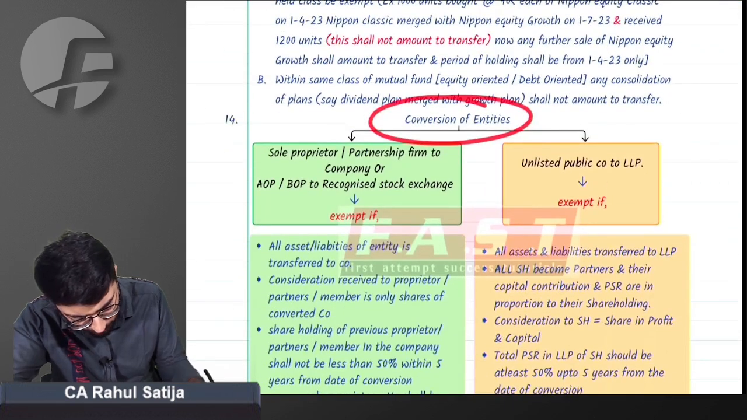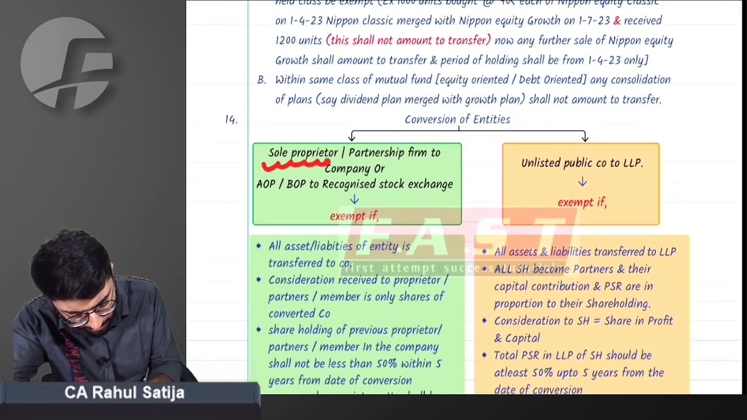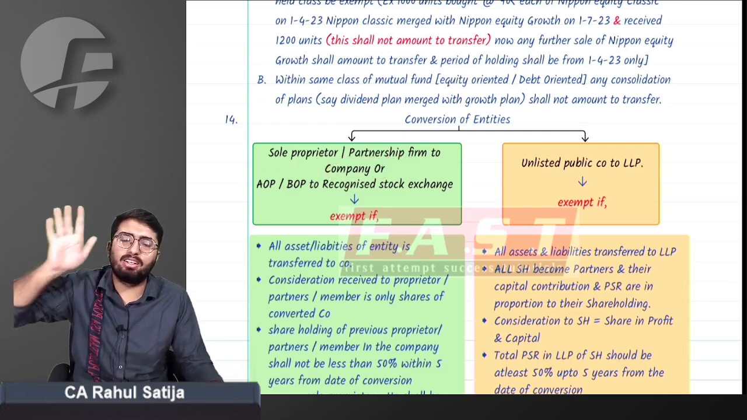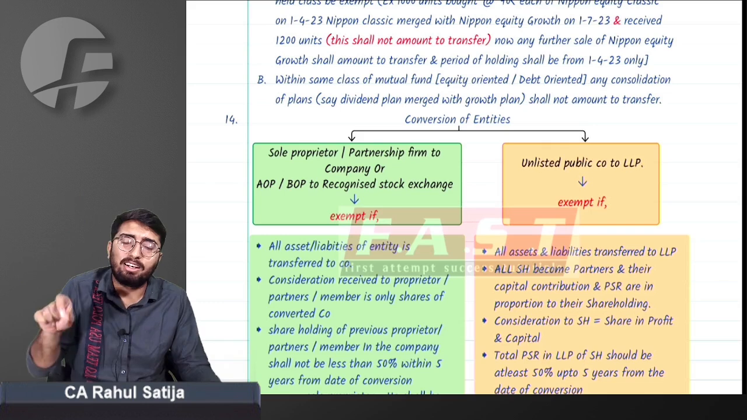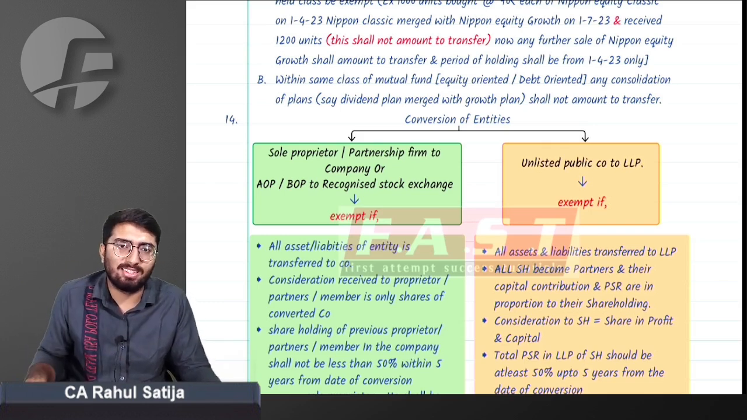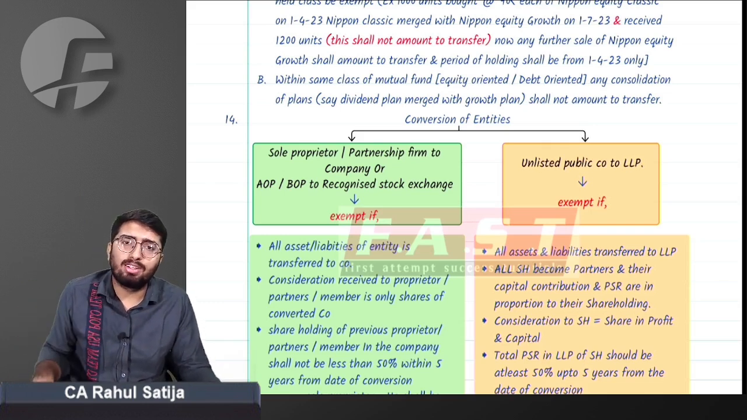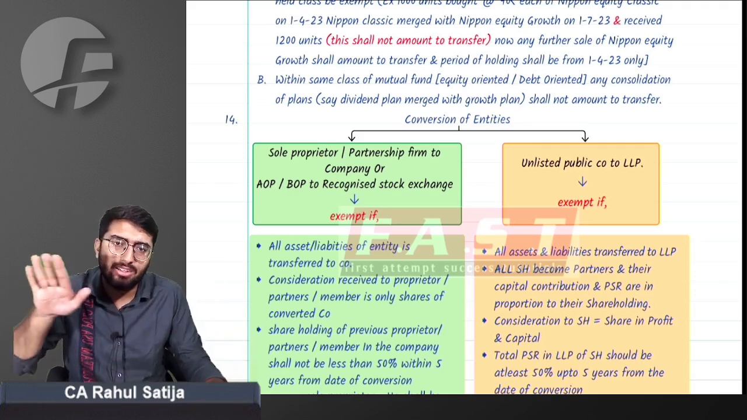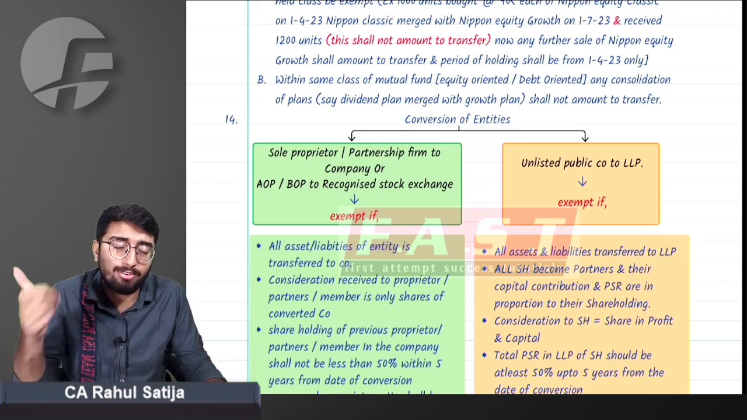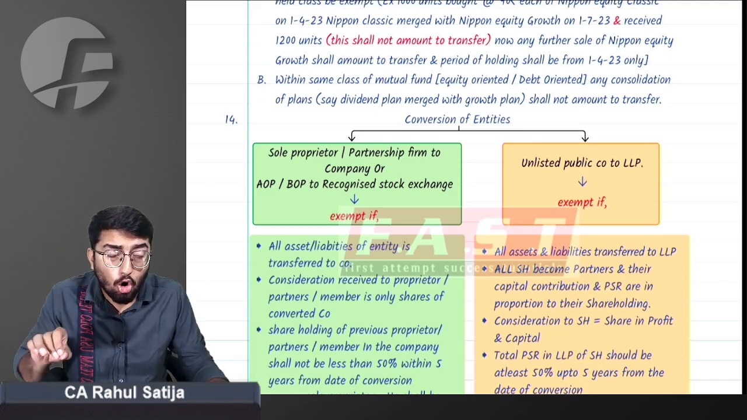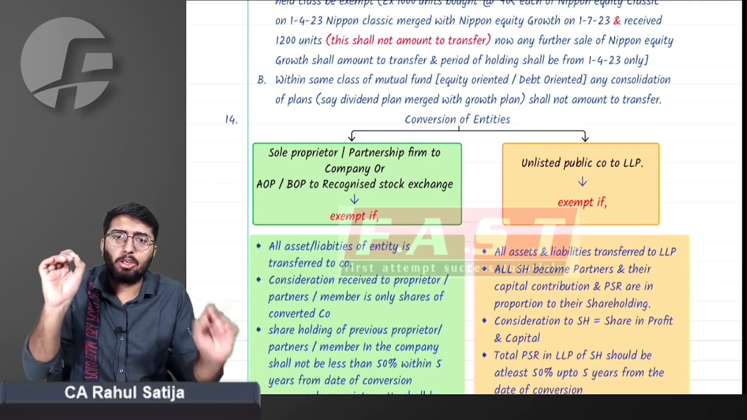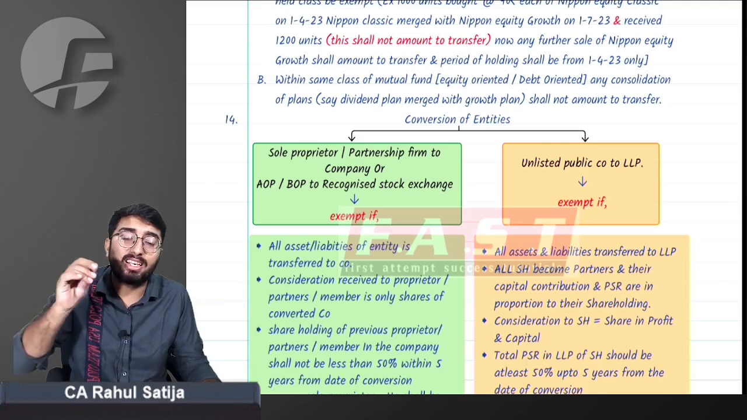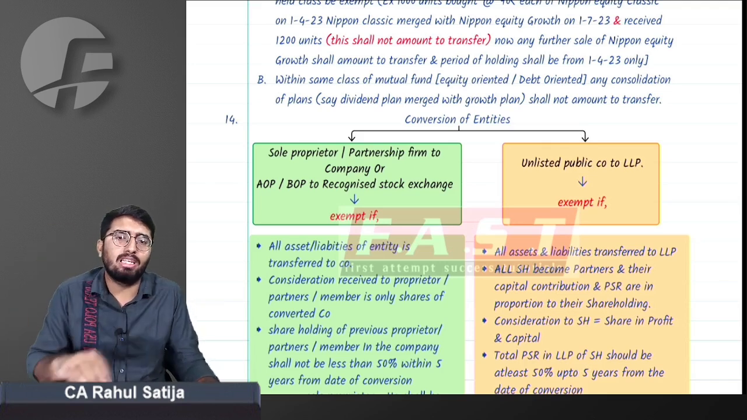Conversion of entities. A sole proprietor or partnership firm converted into a company. Sole proprietor gets converted into company. Yes, he can do so. Partnership firm gets converted into company. Can he do so? Yes, sir. Or any association of persons converts into a recognized stock exchange. Is it possible? Right answer is yes. National Stock Exchange today is a company, but previously it was an association of persons. There was corporatization of stock exchange from AOP to company. In that case, it is an exempt transfer. How is the transfer exempt? What conditions are to be complied with? We have to study here.